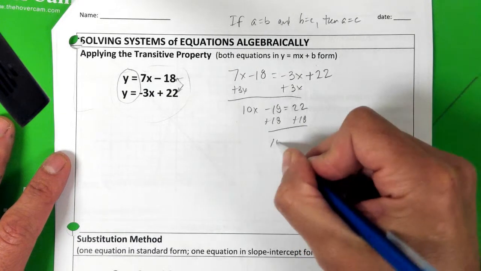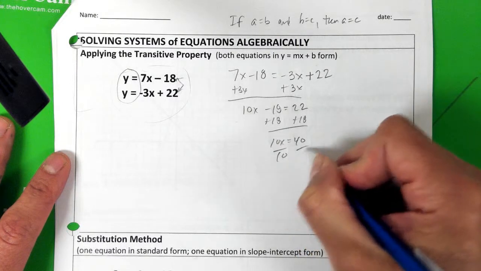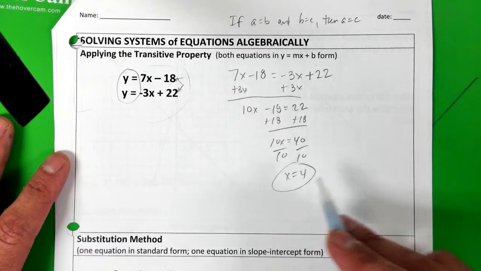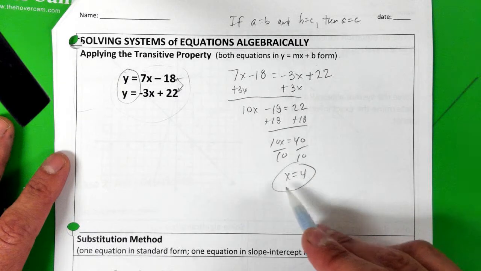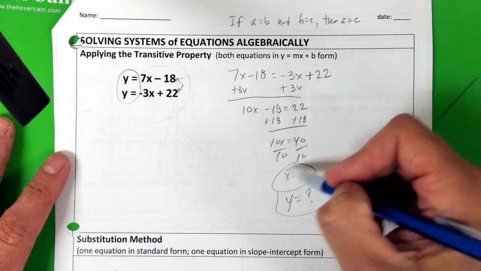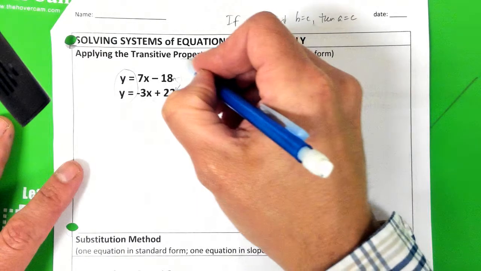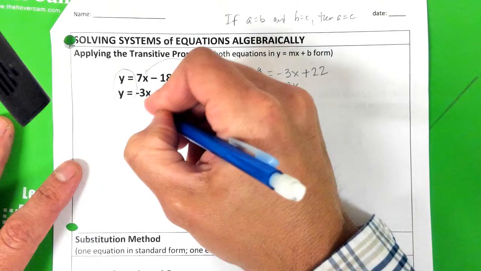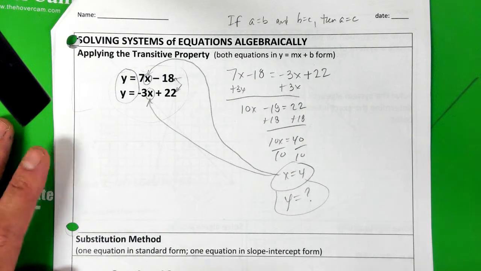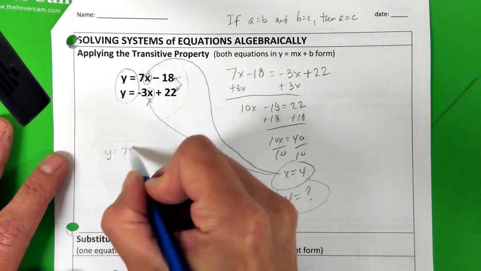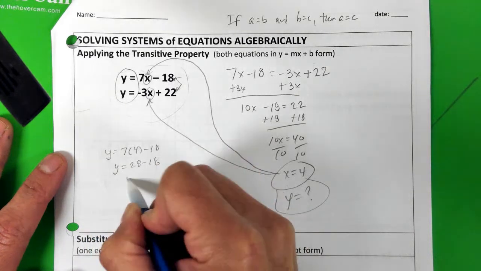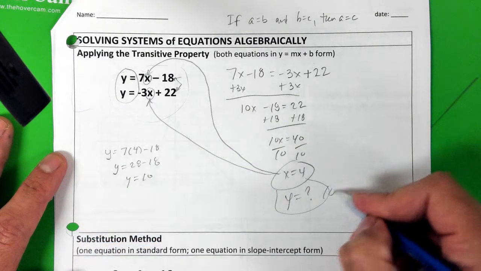And we would get that x is equal to 4. Now, since we're looking for the solution to a system, this is only half of our answer. We also need a y coordinate. So we're going to take the x coordinate we believe is the solution and substitute it back into either equation in place of x. And then that should give us our y value out. So if we do the first one, y equals 7 times 4 minus 18, we get 28 minus 18, which is 10. So we believe it's 10.